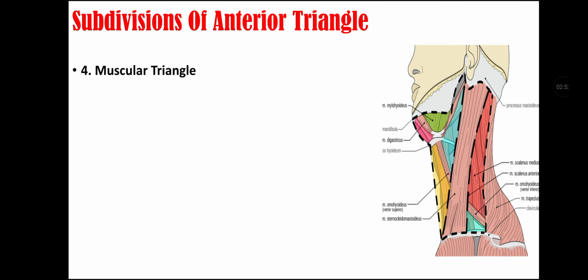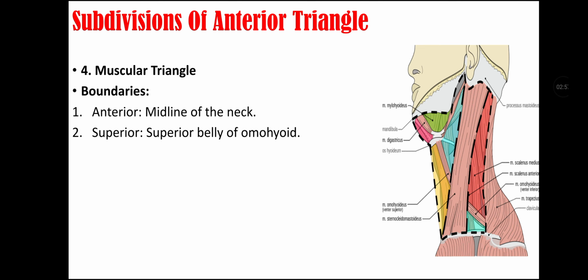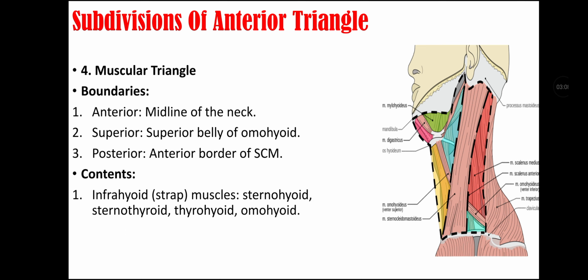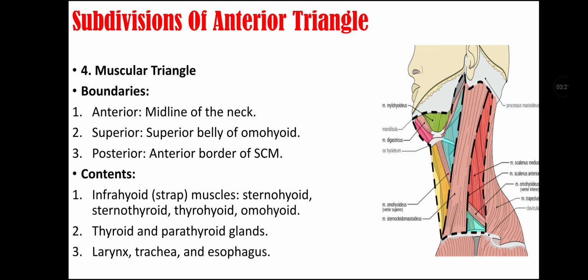Fourth triangle is the muscular triangle. Its anterior boundary is the midline of the neck. Its superior boundary is the superior belly of the omohyoid muscle, and its posterior boundary is the anterior border of the sternocleidomastoid muscle. Its contents include infrahyoid muscles, also called strap muscles, which include sternohyoid, sternothyroid, thyrohyoid, and omohyoid muscles. Second content is the thyroid and parathyroid glands, and third is the larynx, trachea, and esophagus.